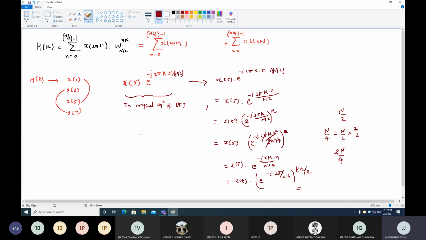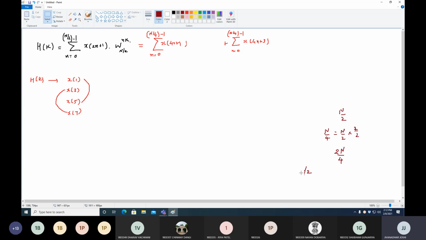I am making a mistake somewhere. Okay. Let me first write it down, then I will prove it. W n raised to 2nk. And similarly here it is W n by 2 raised to, yes of course, n by 2 raised to 2nk into W n by 2 raised to k.